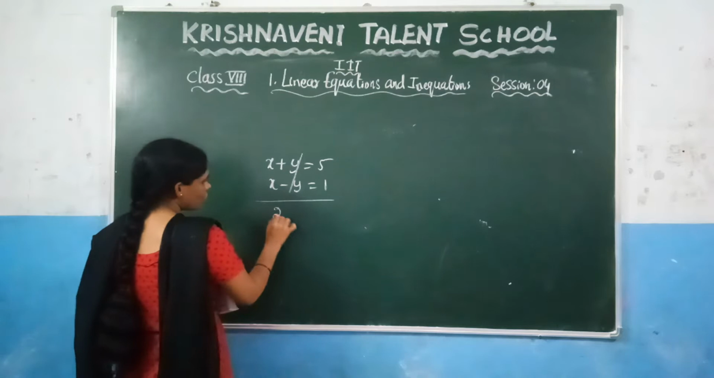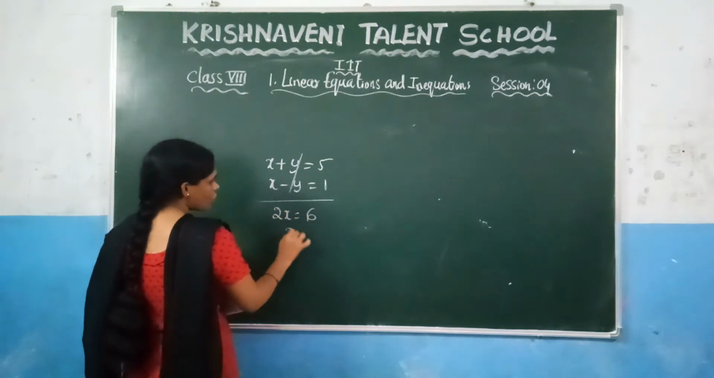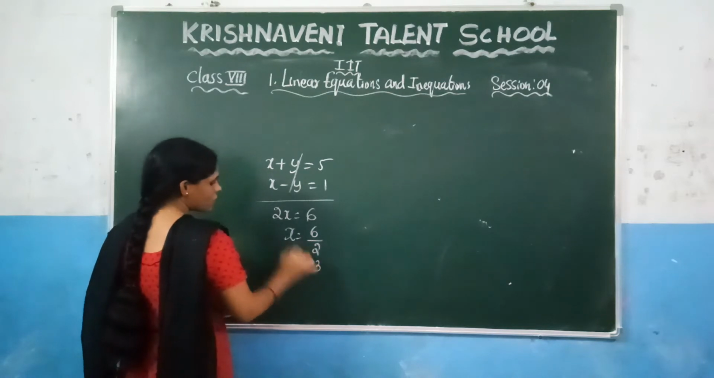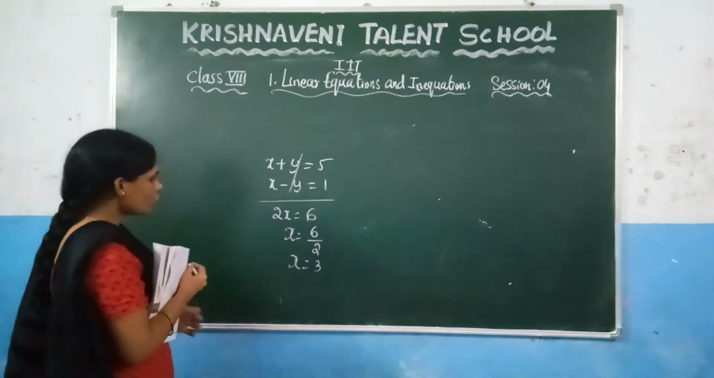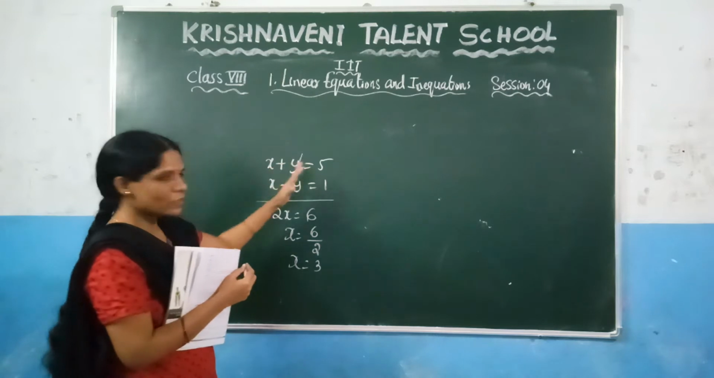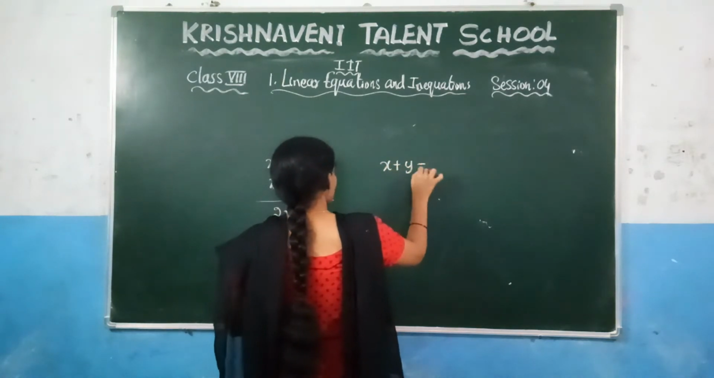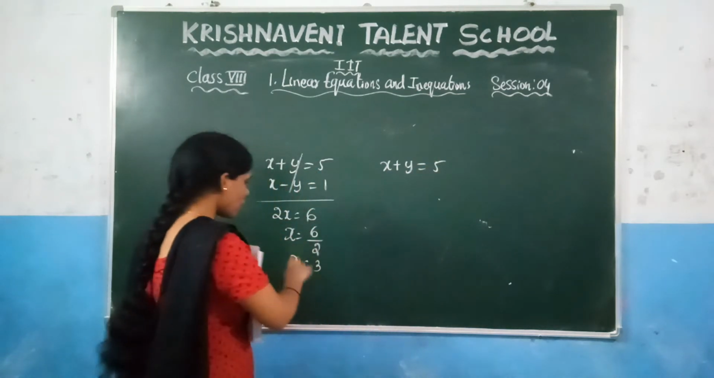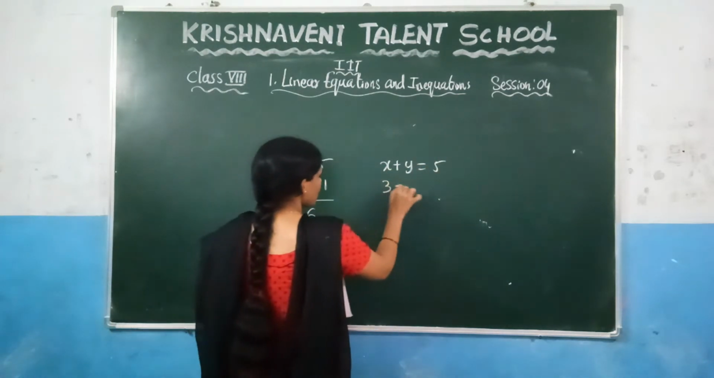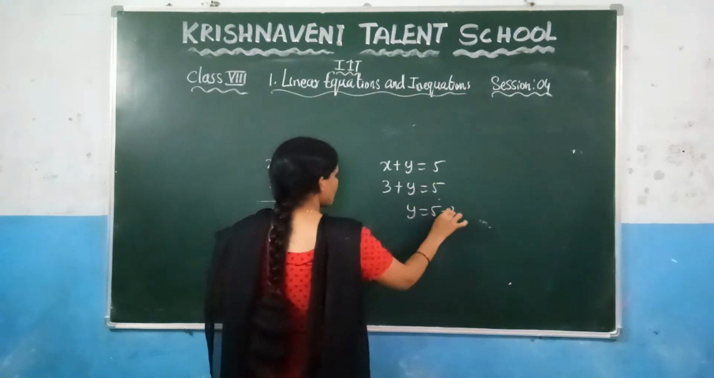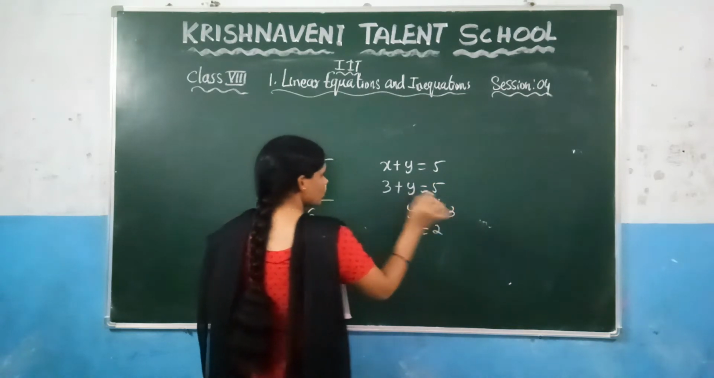What does it give? 2x is equal to 6. So what is the value of x? It gives 6 by 2, so the value of x is 3. Now you can substitute the value of x in any of the equations. Substitute in the first, x plus y is equal to 5. We got x as 3, so 3 plus y is equal to 5. So what is the value of y? 5 minus 3, which gives you 2.